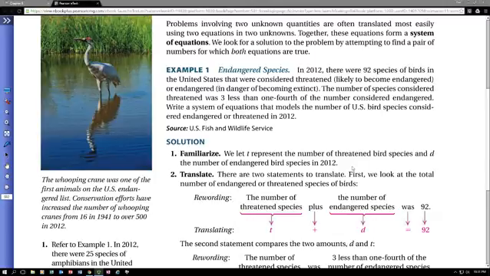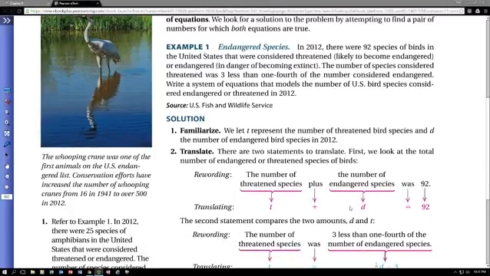Now, why is that important? Well, let's go back and reread this with the variables in there. There are two statements to translate. First, we look at the total number of endangered or threatened species of birds. It says there were 92 species of birds in the United States considered threatened or endangered. In other words, whatever those values are for each one, they add up to 92. So we create basically an equation: the threatened plus the endangered will equal 92.